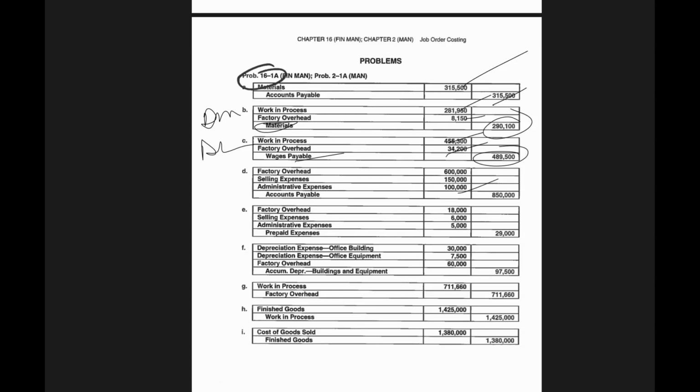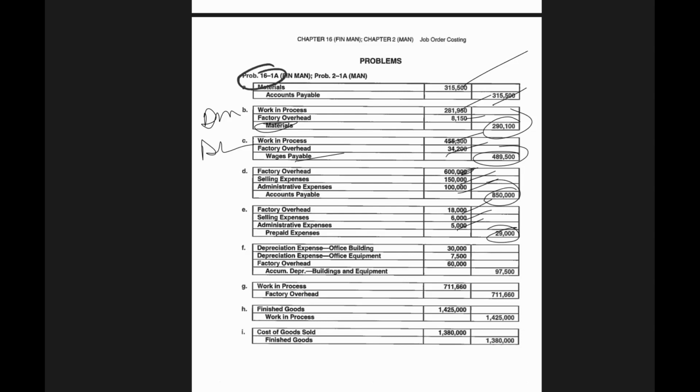So administrative expense, selling expense, putting into the big bucket of overhead, 600,000, all getting charged to AP. Letter E, prepaid expenses: overhead, 18,000, selling, 6, administrative. Overhead 18, selling 6, administrative, all coming out of prepaid. Depreciation on the building, 30, office equipment, 7,500, factory equipment, 60.